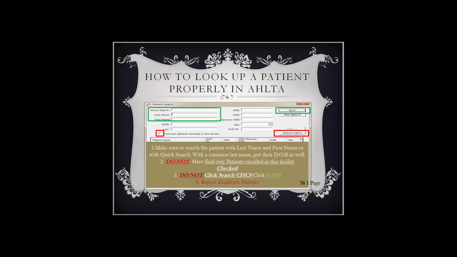Demonstration of the correct way to look up a patient: use the patient's last name and first name, or use the quick search. If the last name is very common, put their date of birth as well. Note, do not have the checkbox marked as patients enrolled in this facility checked. Then use the Find button, not the CHCS button. This will allow you to see if this patient has duplicate records. Please report all duplicates to the TOPA flight.